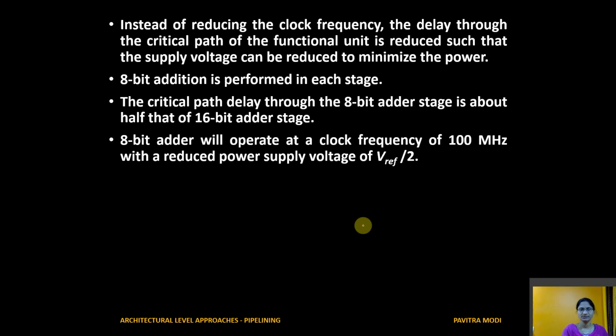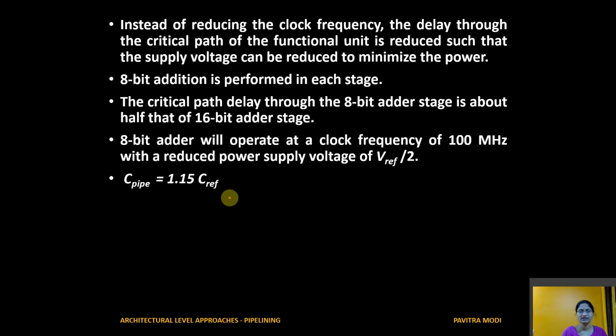Therefore, we can reduce the supply voltage to V reference by 2, but still we can operate the adder at 100 megahertz. Actually, for that 5 nanoseconds delay, it could be operated at 200 megahertz, but rather we have considered 100 megahertz. Fine. Therefore, the capacitance has been increased by 1.15 times. Why?